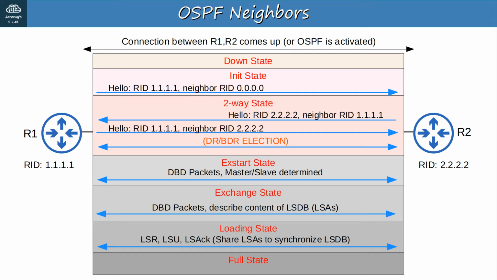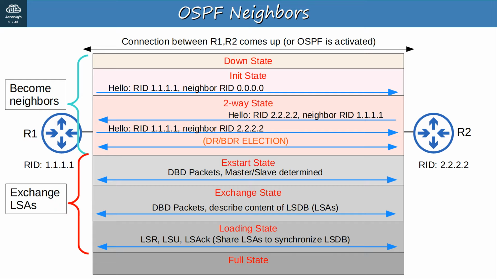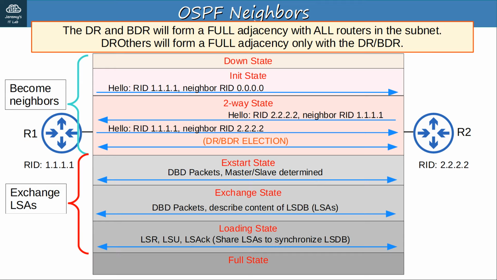Here's a quick review of the OSPF neighbor process. Remember that I said these first steps involve becoming neighbors? So when routers reach this point in the process, they are OSPF neighbors. Connections between 2 DR others stop at this point. Routers will only continue on to exchange LSAs and form a full OSPF adjacency with the DR and BDR. So to summarize, this means that the DR and BDR form a full adjacency with all routers in the subnet, including the DR others. And DR others will form a full adjacency only with the DR and BDR.